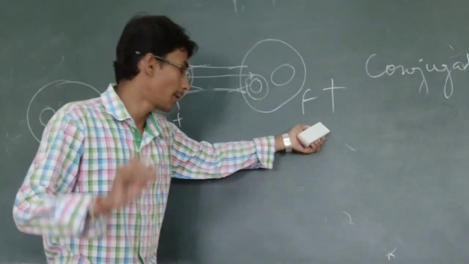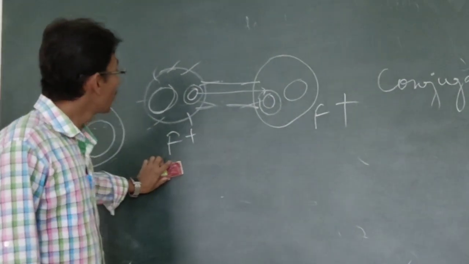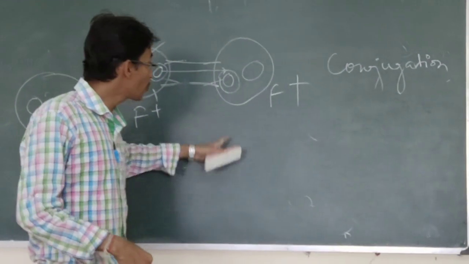Any question? So this is the process by which an F minus cell is converted to an F plus cell by getting that plasmid. It is a one-time process.